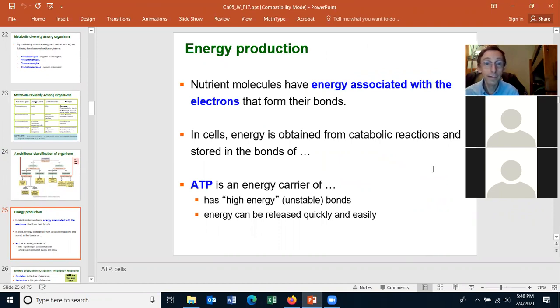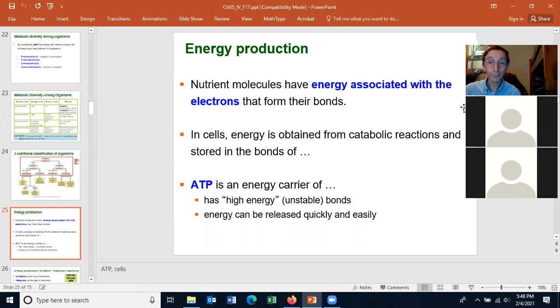You should know that energy is associated with the electrons that form the chemical bonds. And so all nutrient molecules have energy in their chemical bonds. And that is how we get our energy needs from glucose. We break the chemical energy bonds in the molecule of glucose, breaking each carbon bond, by the way, and we harvest that energy from glucose. Any questions there?